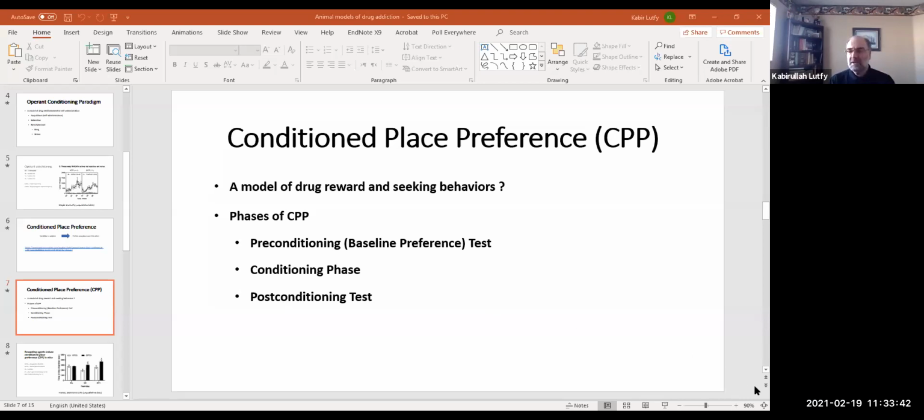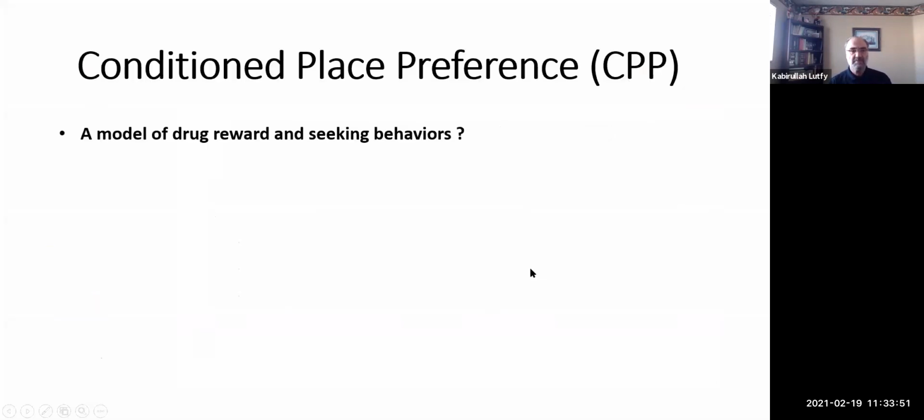Okay, so in the conditioned place preference procedure, there are three phases. This is a model of drug reward again, and some people also consider it a model of seeking behavior, which I will discuss later. Although some people are critical of this model for studying drug addiction, I think it's useful to study different aspects of addiction without doing any surgery or any other manipulations.